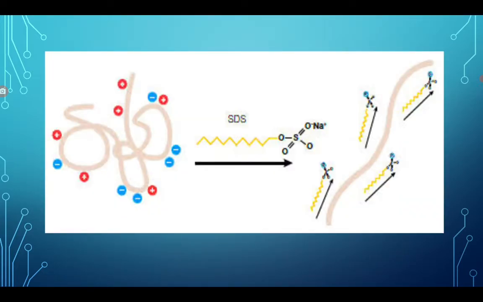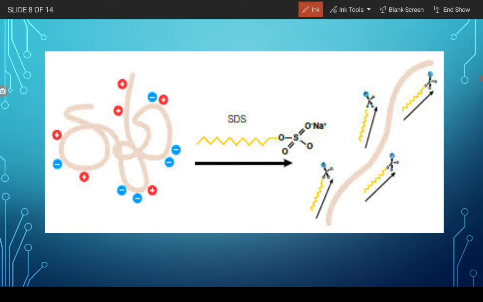Again, another picture. So this is the folded protein, and you put SDS into it and boil it. So what happens?